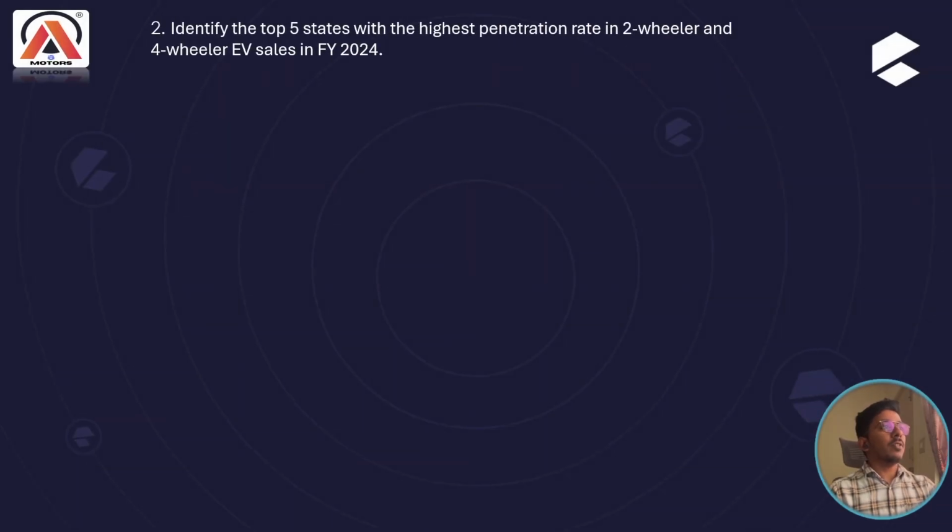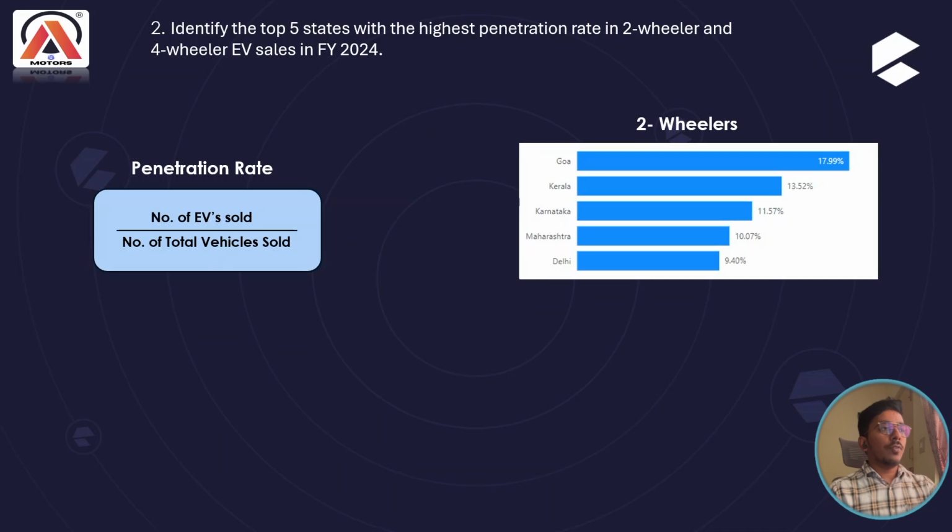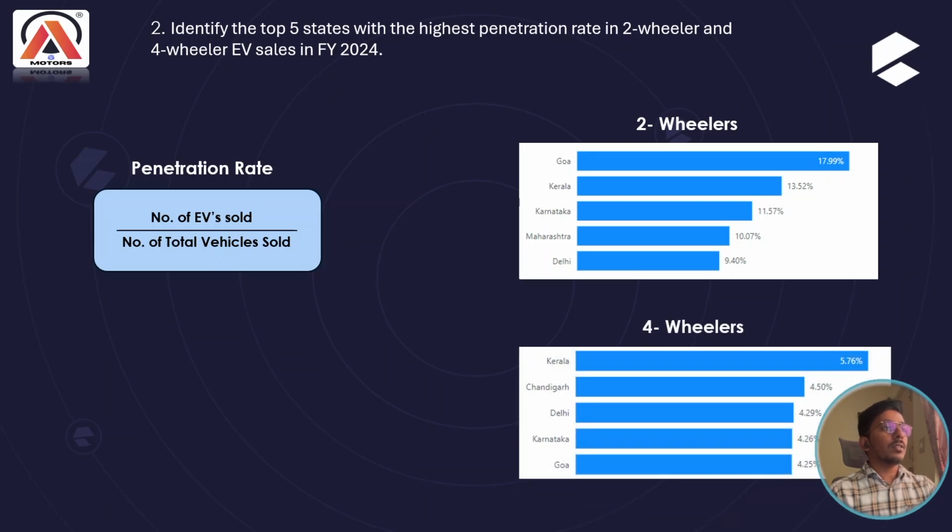Identify the top 5 states with the highest penetration rate in two-wheeler and four-wheeler EV sales in FY 2024. So penetration rate is the ratio of the number of electric vehicles sold to the total number of sales. And for two-wheelers, Goa appears to be number 1 with 17.99% penetration rate, followed by Kerala, Karnataka, Maharashtra, and Delhi. And for four-wheelers, Kerala appears to be number 1, followed by Chandigarh, Delhi, Karnataka, and Goa.